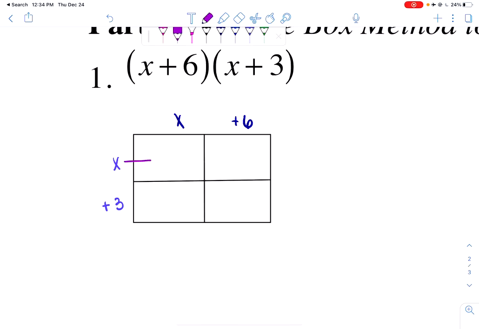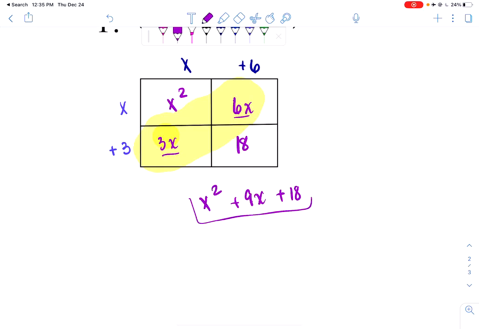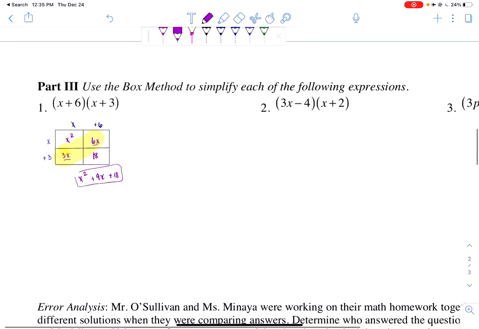We have to ask ourselves, what's x times x? Well, it's x squared. What's x times 6? 6x. 3 times x? 3x. 3 times 6? 18. Again, you don't need to rewrite. Just look at your diagonal. Those are your like terms. So I have x squared, 3x plus 6x is 9x, and then I have plus 18. That's your final answer. You just did the box method.